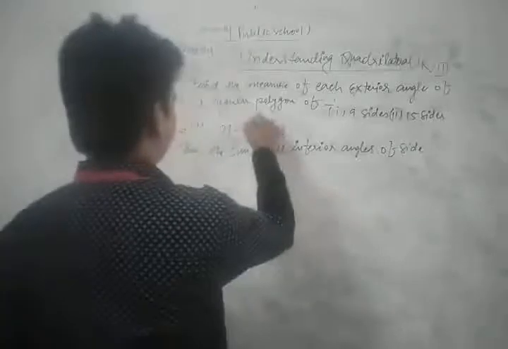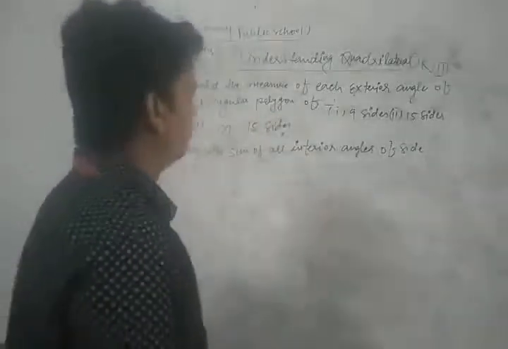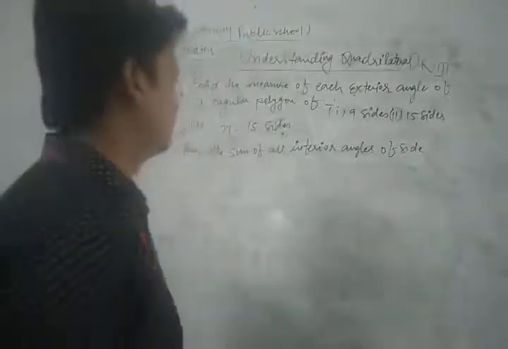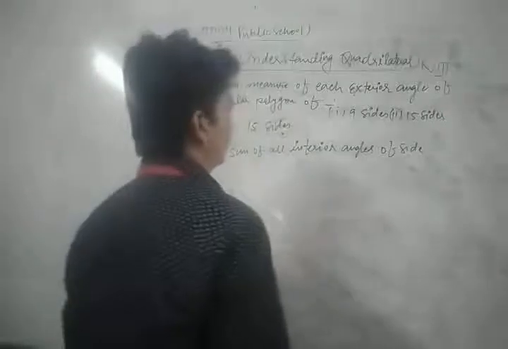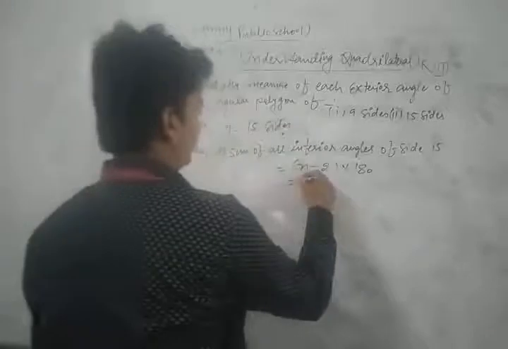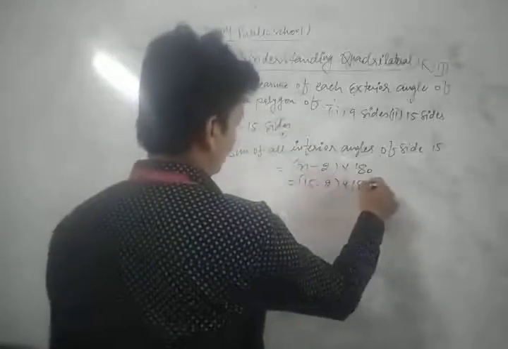Now we get n equal to 15 sides, which is given in our question. Thus, first of all, we find the sum of all interior angles having 15 sides. The sum of all interior angles is given by the formula (n minus 2) into 180. Now we put the value of n is 15, so (15 minus 2) into 180.